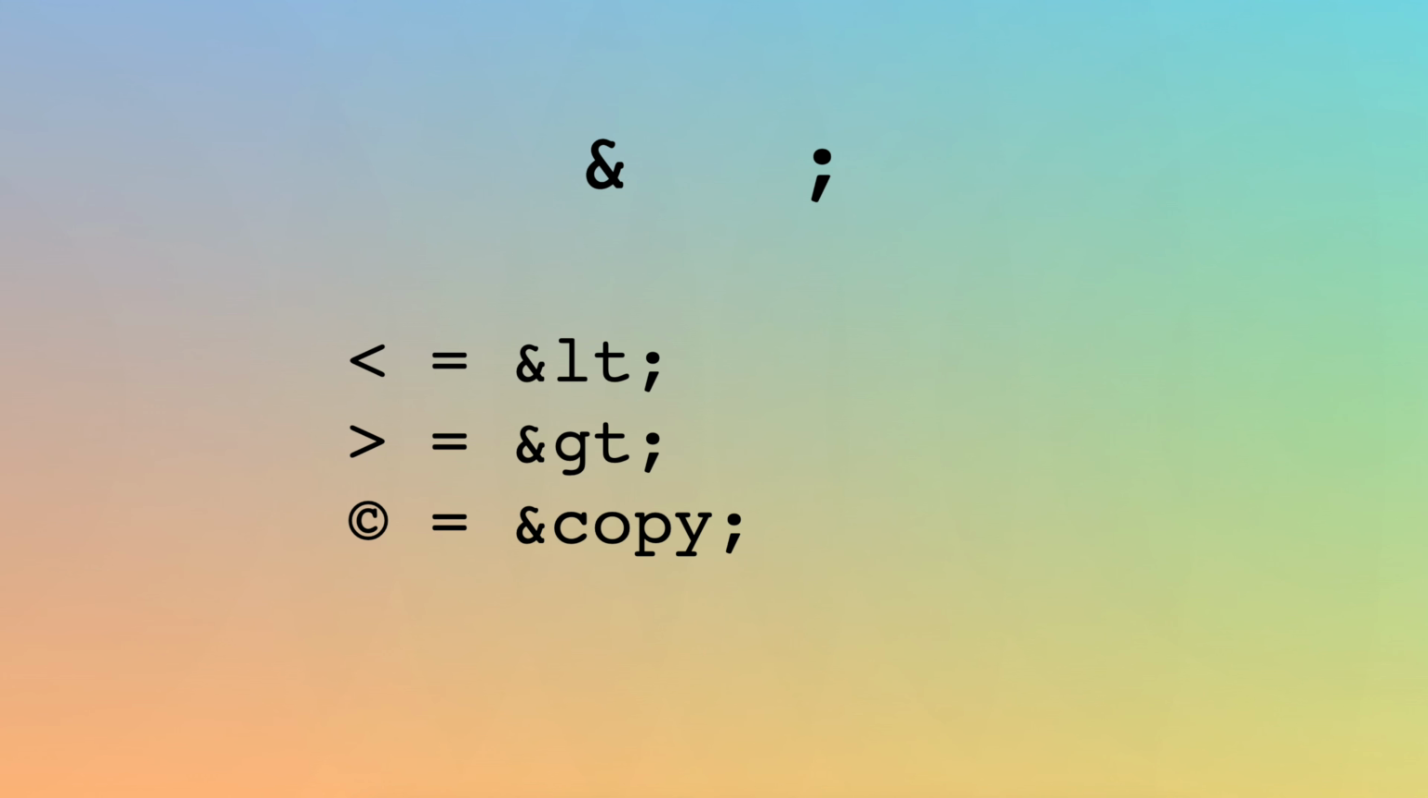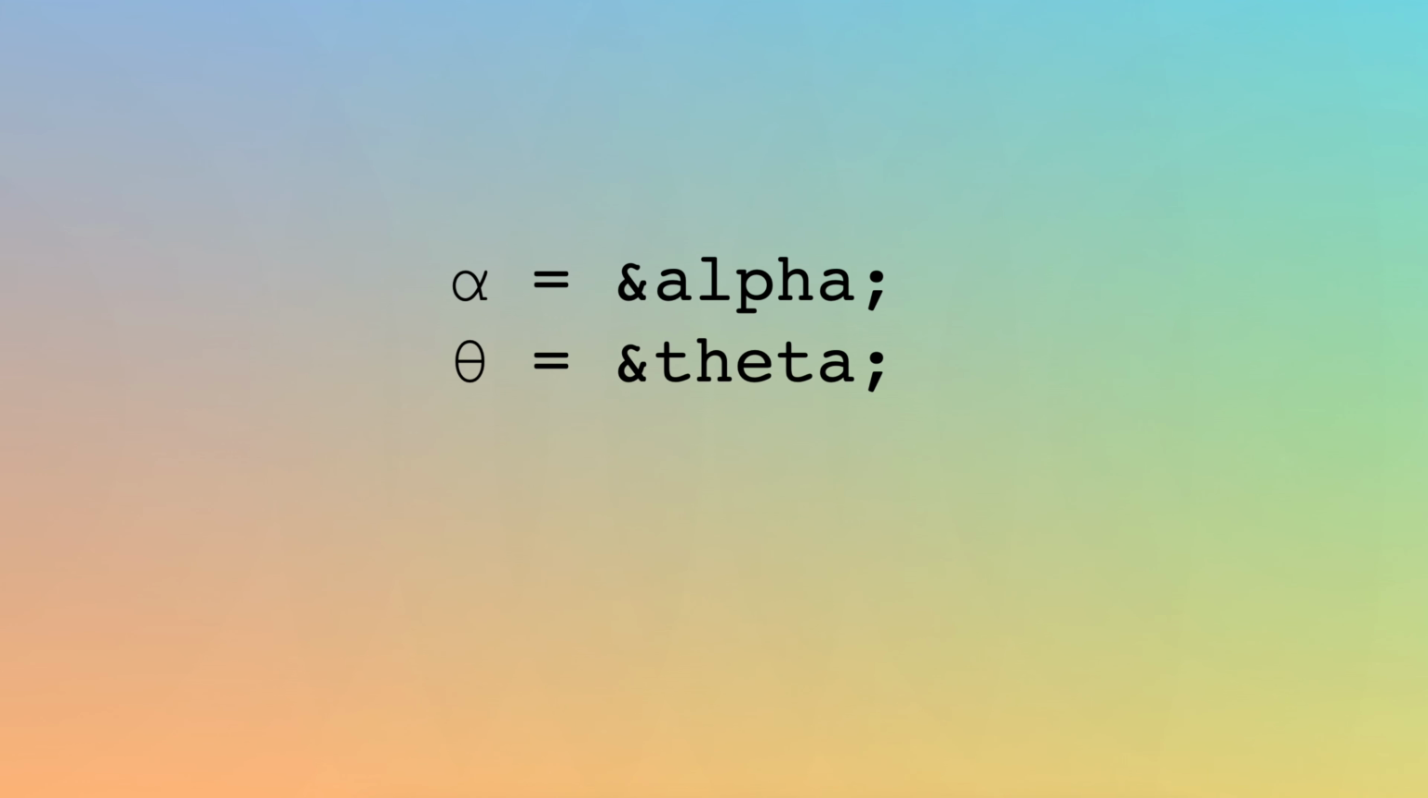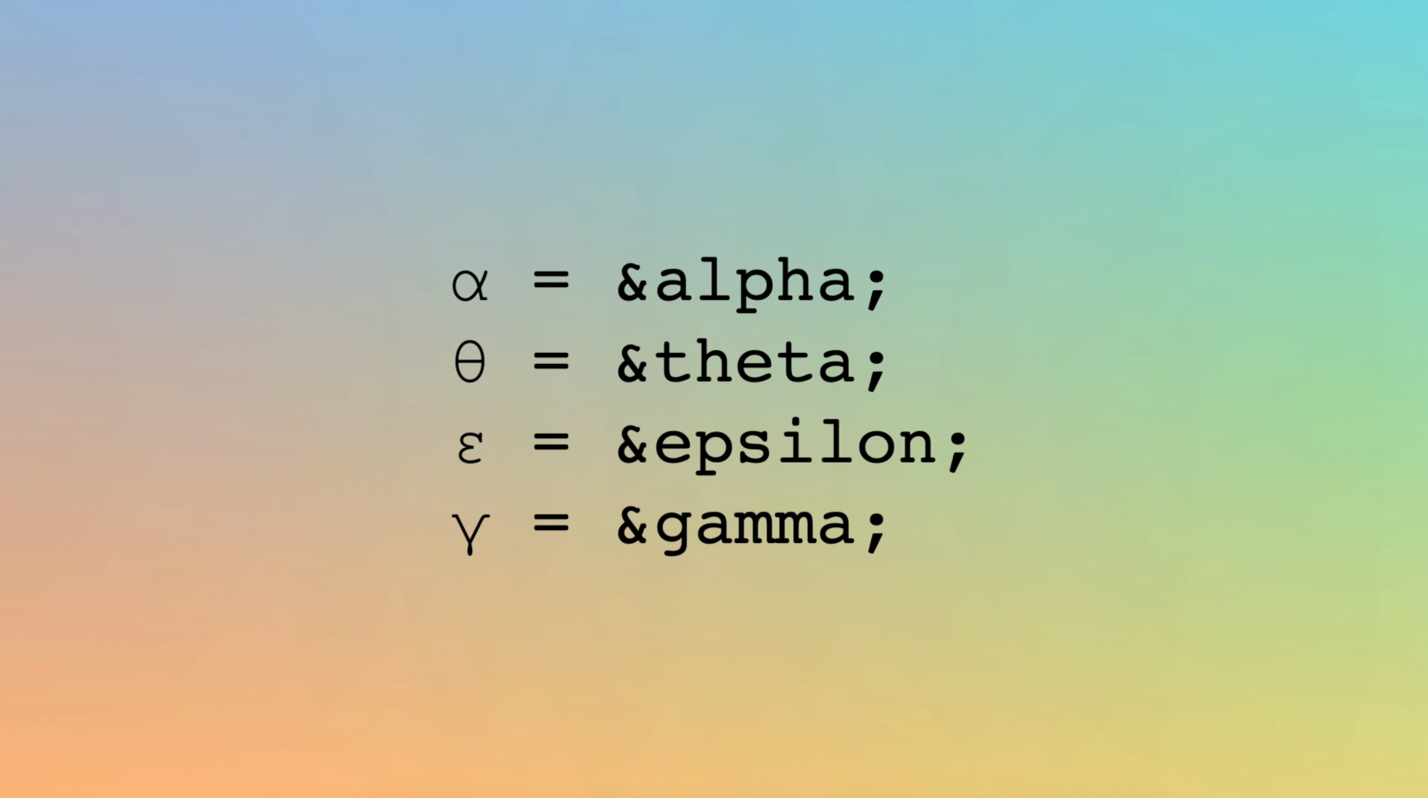For Greek letters, the HTML entity code is the name of the Greek letter, so alpha will be alpha, theta will be theta, epsilon will be epsilon, gamma will be gamma, and so on and so on. But not only that, Greek letters can be uppercase or lowercase, and the symbols allow for uppercase. To do that, we just have to write the code with the first letter in uppercase.